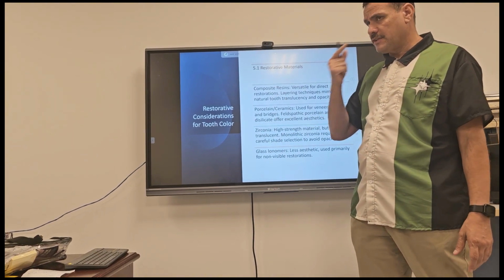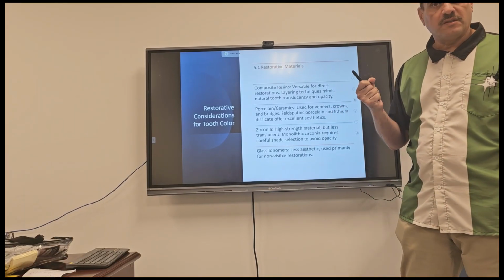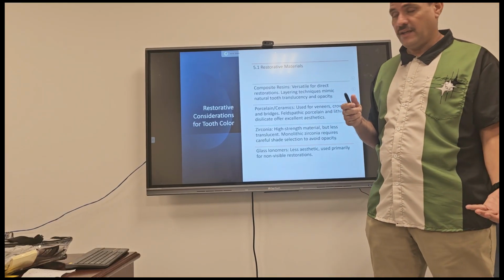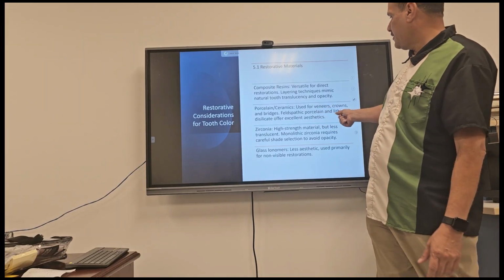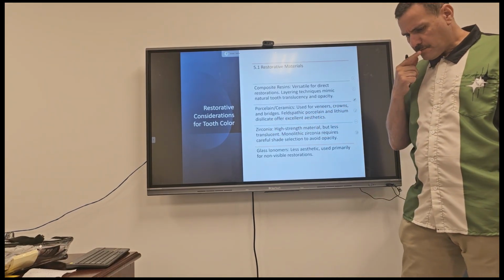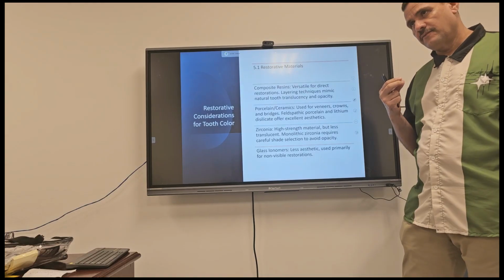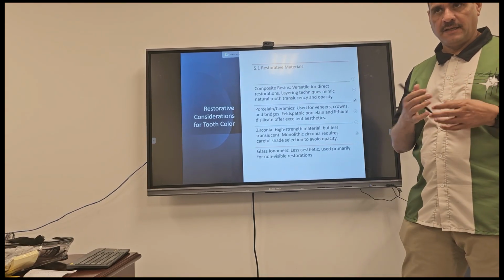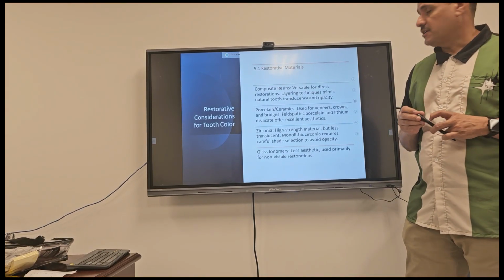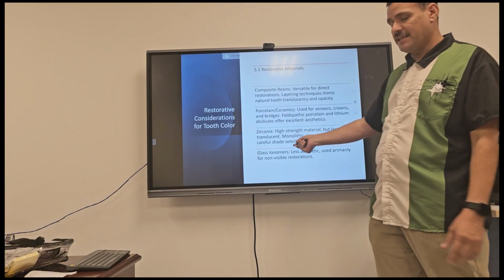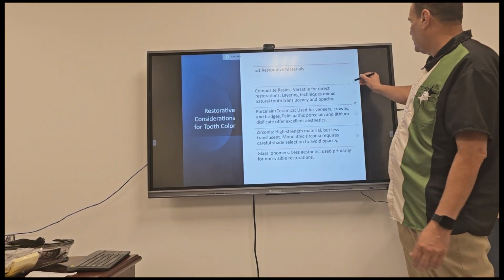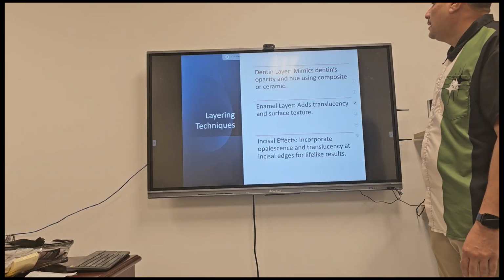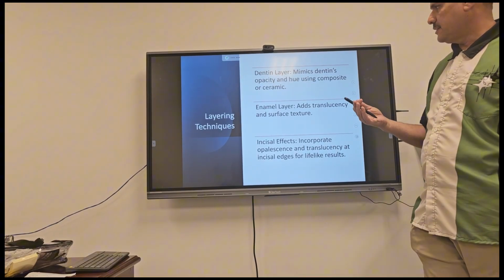Most of the dentists like zirconia because it's very strong and never cracks, even if it falls. Lithium disilicate is very excellent in color matching, but not as strong as zirconia. Glass enamel, no one uses glass enamel anymore.